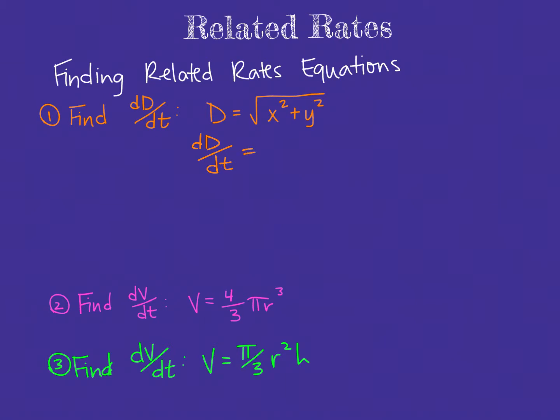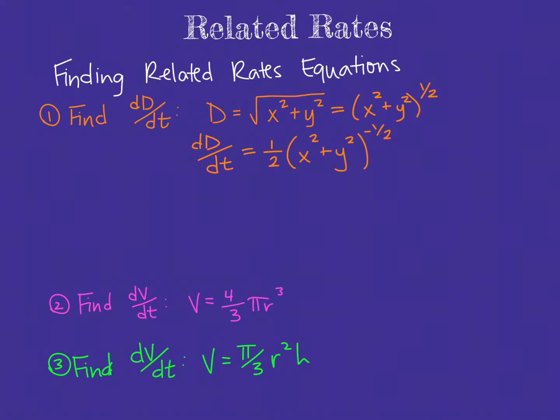Then we'll put equals. Now this is really, if you want to rewrite it up here, x squared plus y squared raised to the 1/2. So we'll be using the power rule and the chain rule. So I'm going to bring that 1/2 out front. Then we keep the inside the same. Then using the power rule still, we'll raise to the negative 1/2. Then we invoke the chain rule and take the derivative of our inside function with respect to time.